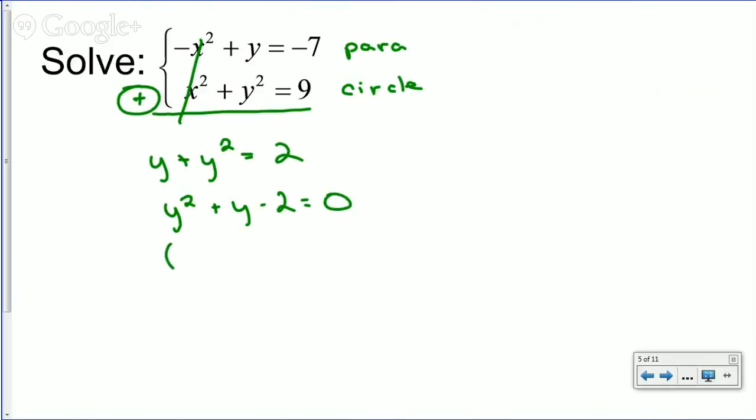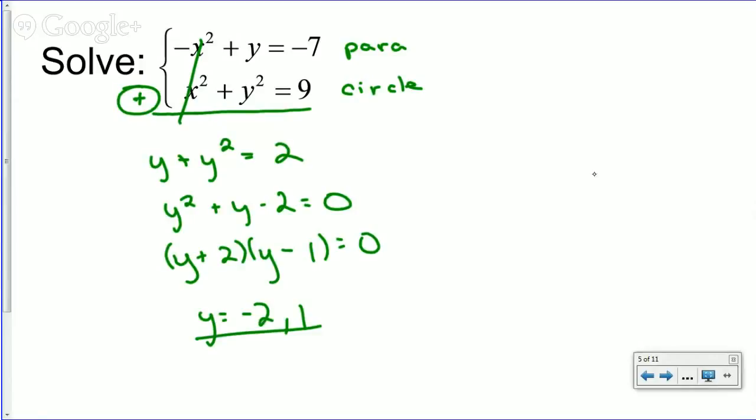So y squared plus y minus 2 equals 0. Again, factor. You'll notice that the process on this is almost the same for most of them that we'll see. So factors of 2 that subtract to 1: it's 2 and 1. Signs are different, the bigger number is positive. So this tells me y is minus 2 and 1. Then we go find x and plug it into either one of these. It doesn't matter. Let's just do the bottom one here.